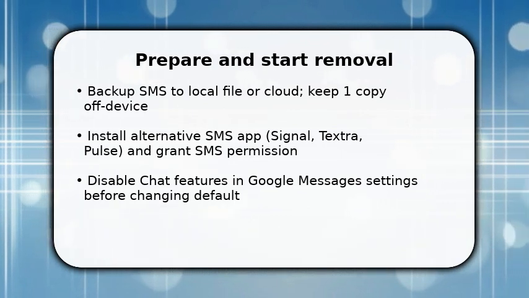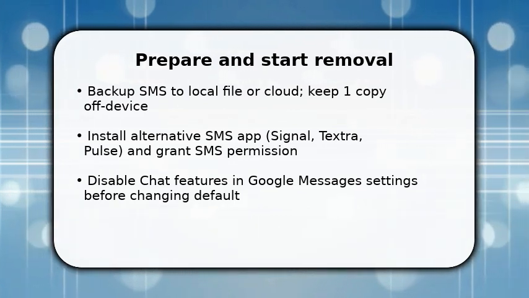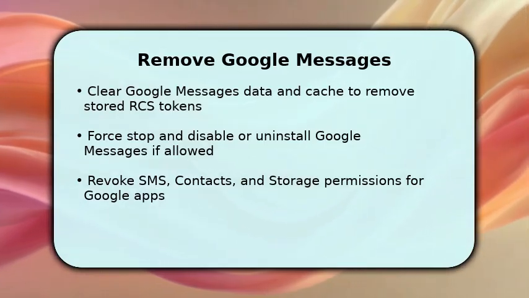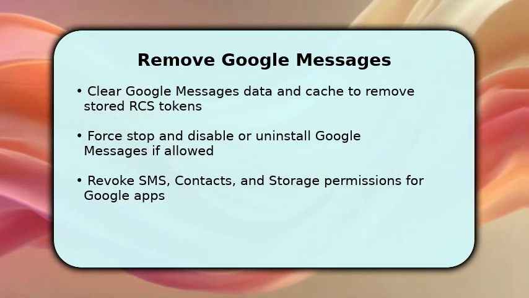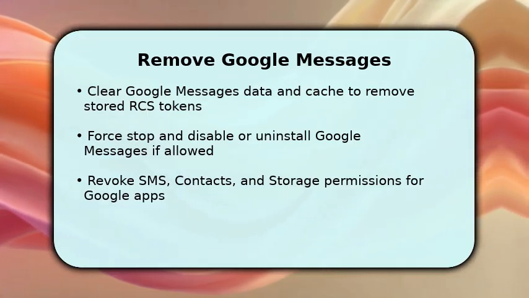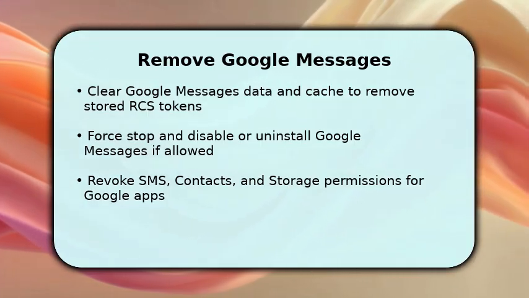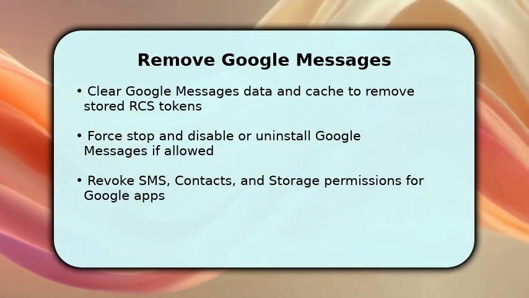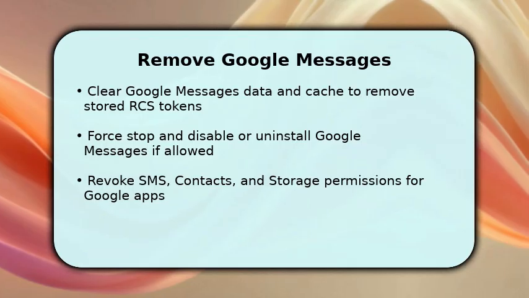Now you remove Google Messages. Open Settings, Applications, find Google Messages, clear cache and data to remove stored RCS and account tokens. Force stop it, then disable or uninstall updates. If the system won't uninstall, disabling prevents it from running. Make sure your new app is set as default.